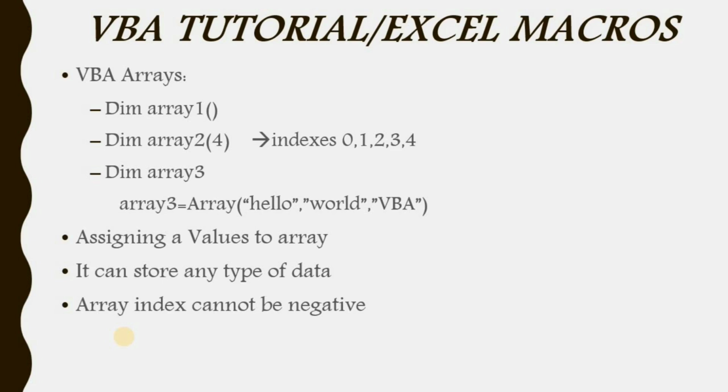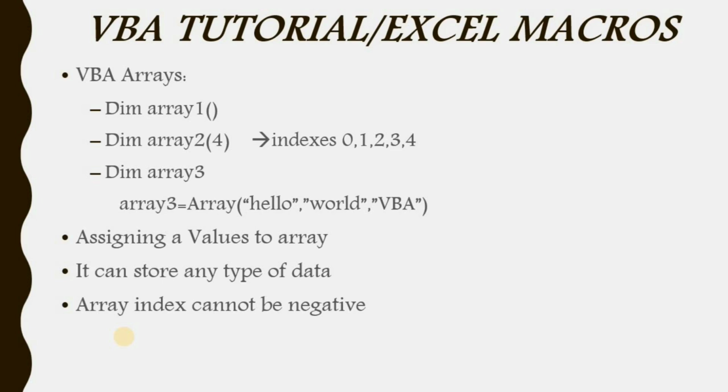Initially I am going to discuss the different types of initializing an array in VBA, as well as how to assign values to particular array indices, and what types of values the array indices will store. For example, is there any possibility to store different data types in a single array or not? And finally, the last statement, which I think every programmer knows: array indices cannot be negative, and the same rule applies in VBA as well. But the first part is array initialization.